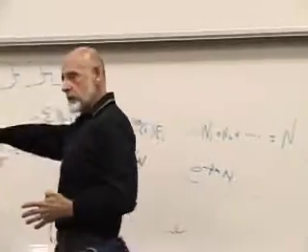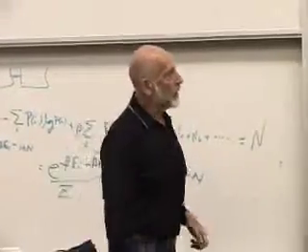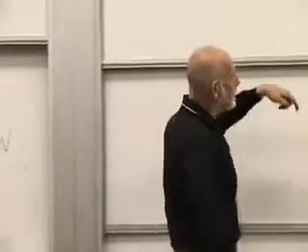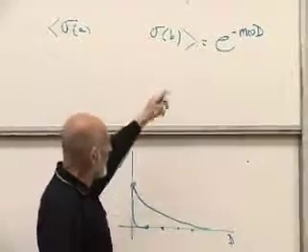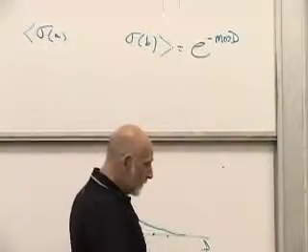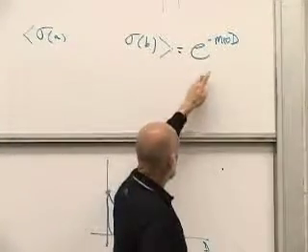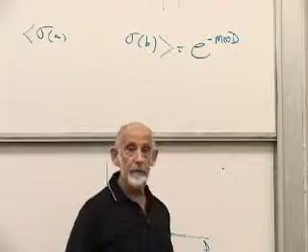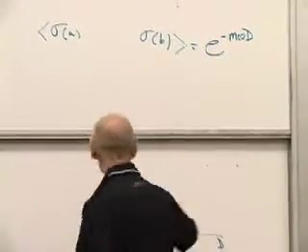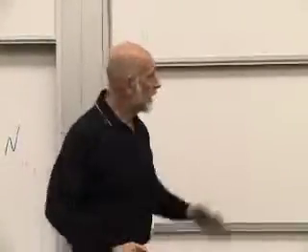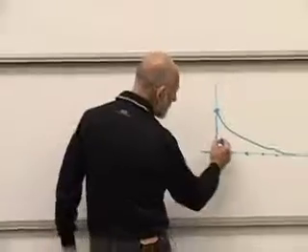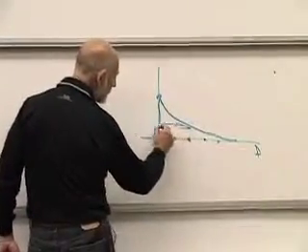And what does it represent? It represents the distance that you have to go out in order that the correlation has dropped by a factor of e. How far do you have to go out in order that the correlation function has dropped by a factor of e? That's what m represents. It's also called the inverse correlation length. The correlation length is the width of this curve.